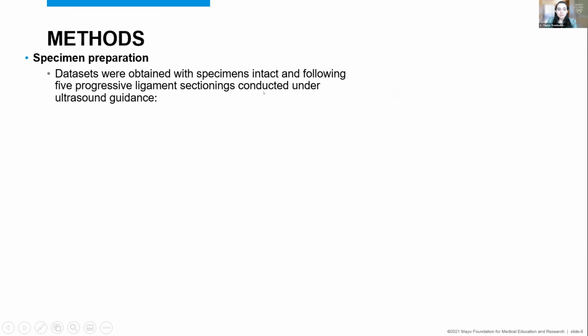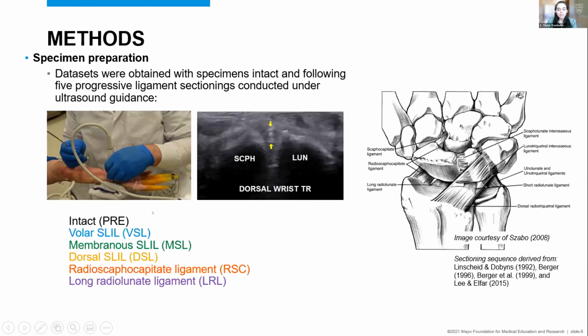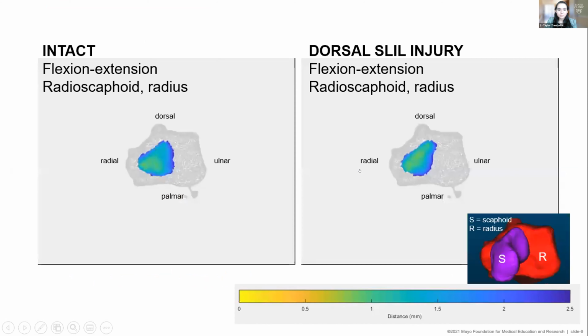For the study, data sets were obtained with the wrists first intact, and then under ultrasound, we conducted progressive ligament sectionings, such as demonstrated by these pictures. Our sequence involved first looking at the wrists in their intact or pre-cut conditions, and then we subsequently sectioned the volar, membranous, and dorsal scapholunate interosseous ligaments, followed by the radioscaphocapitate ligament and the long radiolunate ligament.